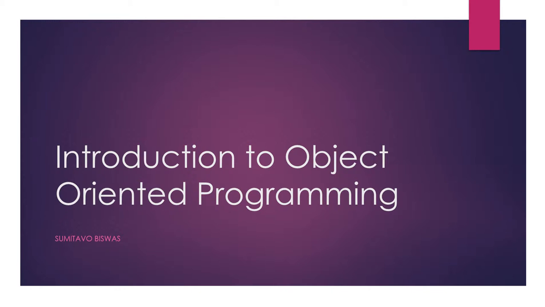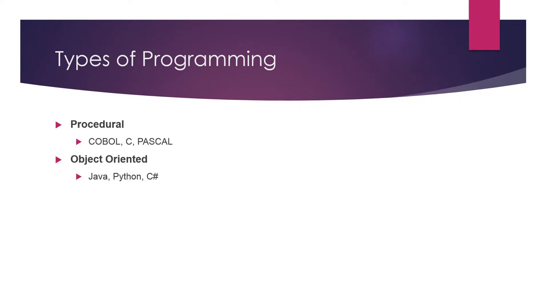In this lecture, we are going to first look at what is object-oriented programming. Now, historically, there have been two major paradigms of programming. One of them is called procedural, and the older languages which you have heard of, like COBOL, C, Pascal, all come under this paradigm. In modern languages like Java, Python, C Sharp, we have a new kind of programming paradigm which is called object-oriented programming, and it is the most widely used programming paradigm right now.